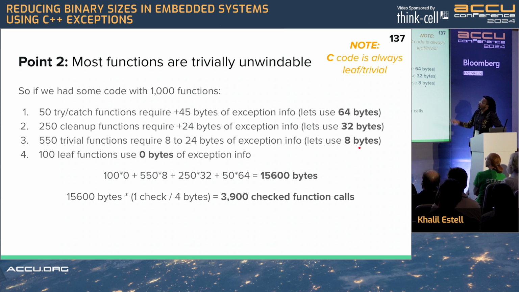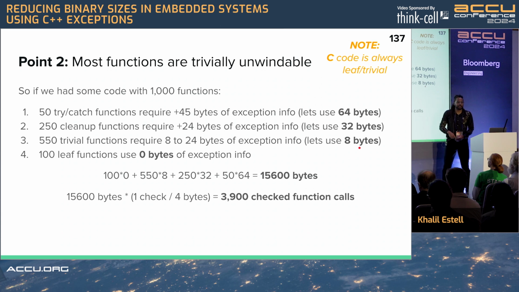So for our try catch, remember we need 25, technically 27 bytes for all the exception info. Let's just use a larger average, 64. Let's say that our average cost for all of our cleanup functions, remember we need a minimum of 24 bytes, let's use 32. And then we have 550 trivial functions, which require 8 to 24 bytes. I'm just gonna use 8 just because it's actually rather not as common to have the other ones. I could have made it 10, but decided to just go with 8. If you don't like it, you can do the calculation again. It won't make much of a difference. We have 100 functions that are leafs. They cost 0 bytes. We add them all up. We get 15 kilobytes of data.